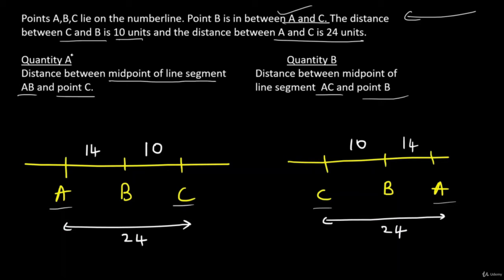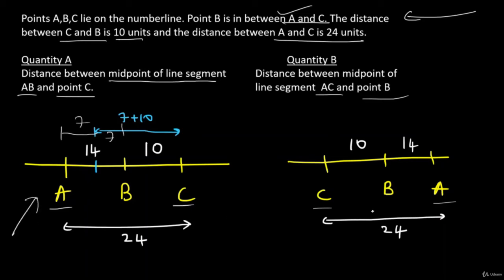Now, we need to find quantity A, which is the distance between the midpoint of line segment AB, which would be over here, and point C, which is over here, right? So we need to find the distance between this point and C over here. Now, remember, the distance between A and B is 14, right? Therefore, the midpoint between A and B would be 7 units from A, that is over here, and this distance also would be 7, right? So that's how you get the midpoint over here. Now, the distance between this point and C, visually you can see, is nothing but 7 plus 10, right? So that's 17 as per this diagram.